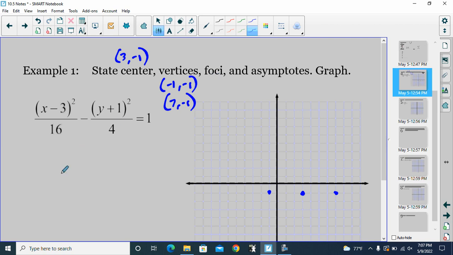Let's get our foci. To get the foci, we know for a hyperbola that c squared is equal to a squared plus b squared. A squared is 16, b squared is 4. So c equals root 20 or 2 root 5.